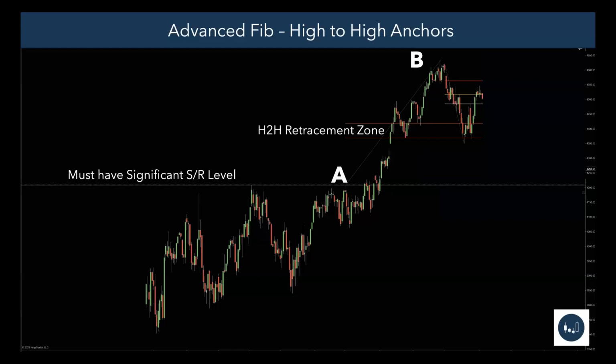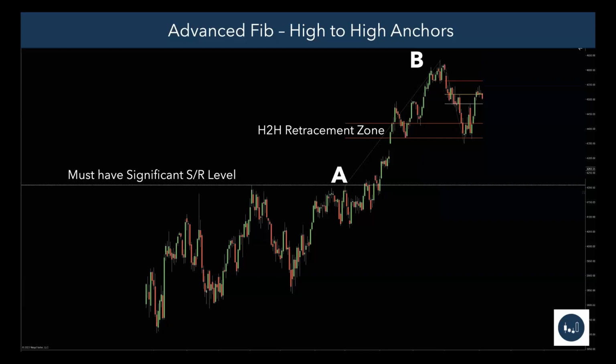Now, the people that were waiting for swing fibs, it looks like the price never came to that level. Well, it's because it didn't. But if you were familiar with the advanced high-to-high Fibonacci technique, it's going to potentially provide you more trade opportunities with more levels of interest.